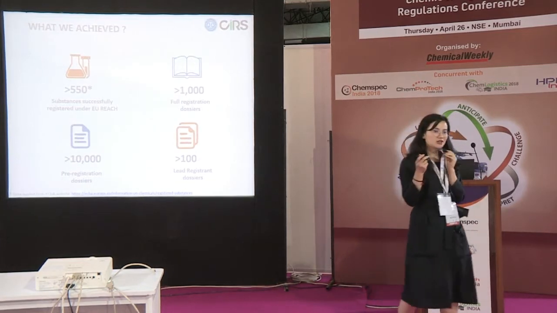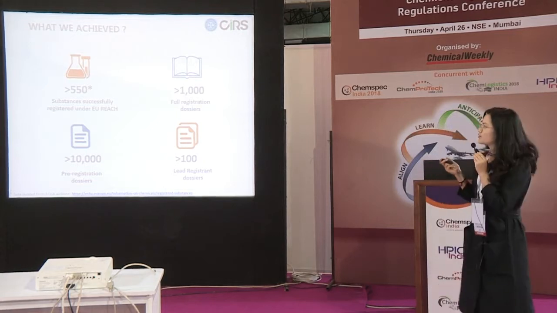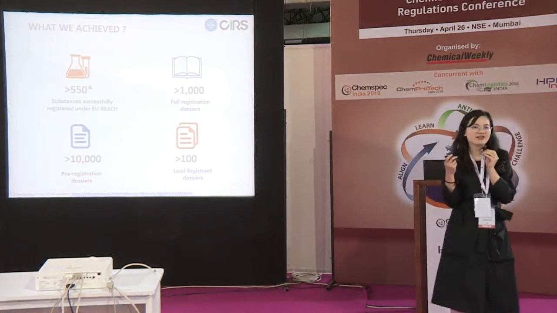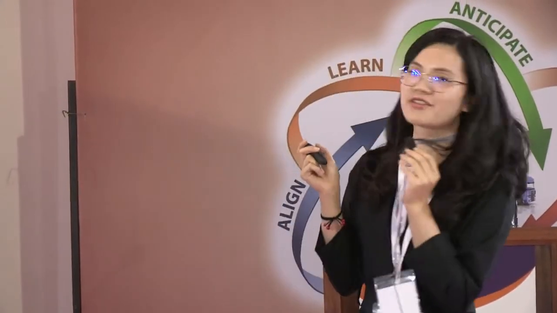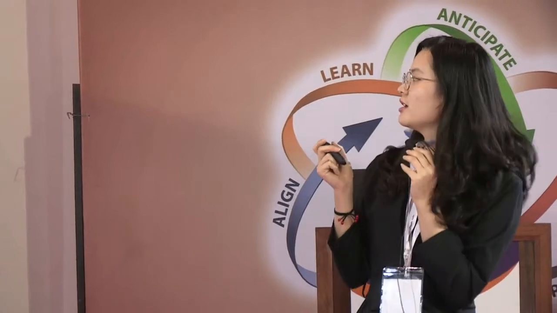So what have we achieved so far? We've successfully submitted more than 550 different substance dossiers to ECHA and successfully passed the registration check. Among them, there are more than 1,000 full registration dossiers, more than 10,000 pre-registration dossiers, and more than 100 letter of registration dossiers. I hope you've got an idea of letter of registration dossiers from the previous speaker's slide.